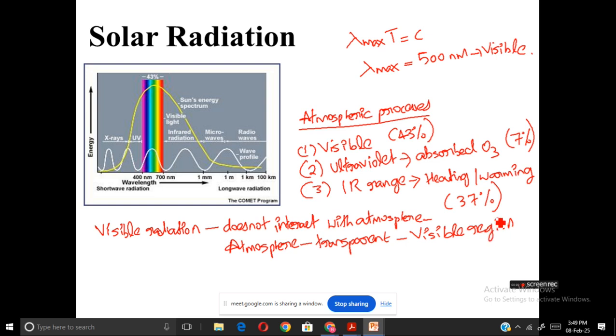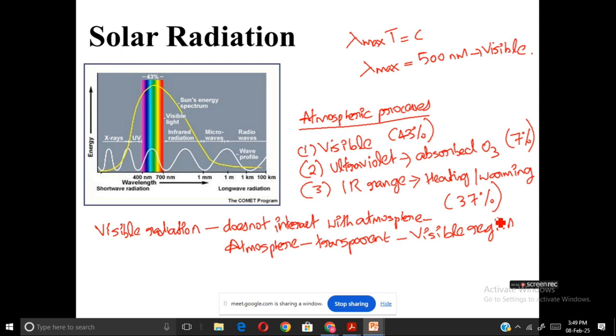Okay, so basically the gas molecules have particular wavelengths to which they interact, meaning they absorb the radiation. That is basically known as selective absorption. So different gases will interact with the radiation differently.